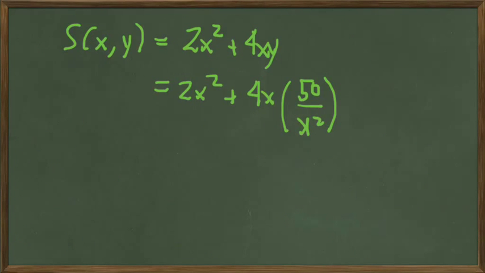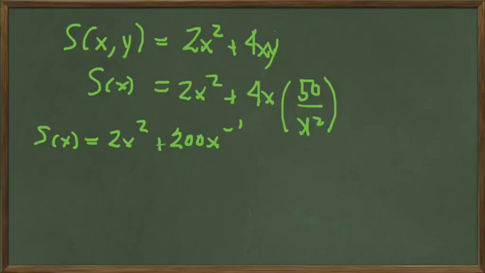So we've replaced the y with 50 over x squared, and we can then simplify that to write an equation that's only in terms of the variable x. We've written this in simpler form. It's now a function of one variable. Notice that instead of writing it 200 over x, we've written it 200x to the minus 1, so it's easier for us to differentiate. So let's differentiate this now.